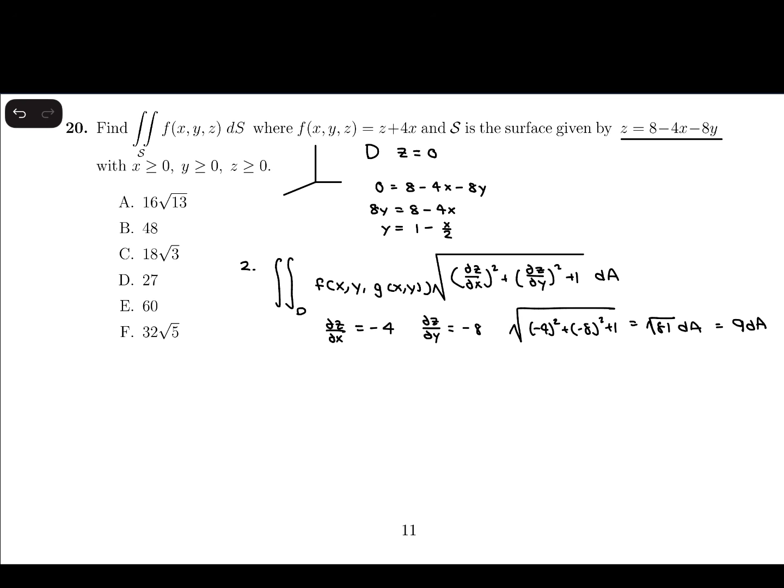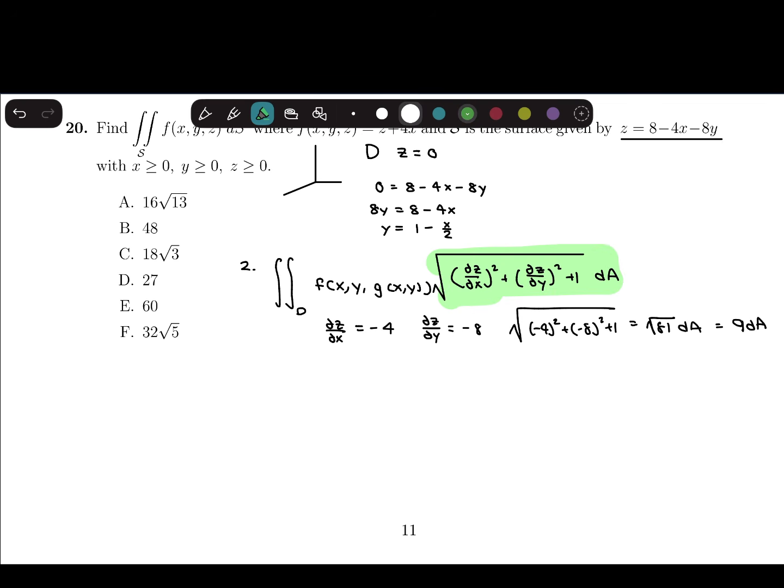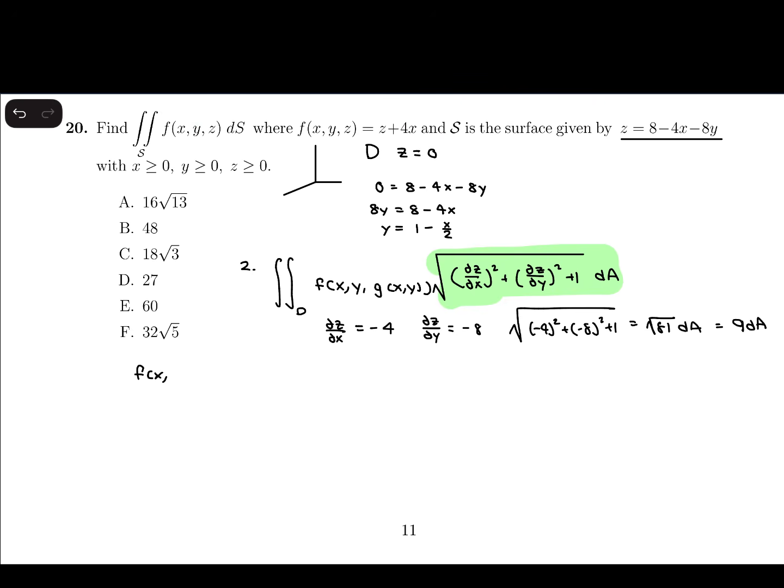Okay, so now that we have this, all good, we've got to figure out the rest. So in that case, we know that f of x, y, z is equal to z plus 4x. But we also know what z is. z is 8 minus 4x minus 8y, so we can substitute that in. We get 8 minus 4x minus 8y plus 4x, which just leaves us with 8 minus 8y.